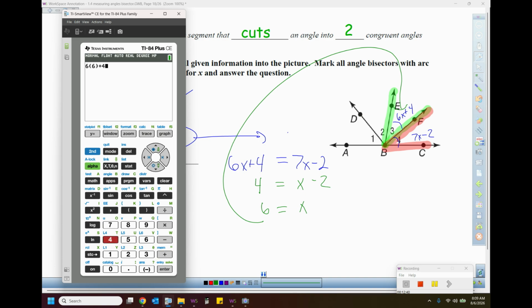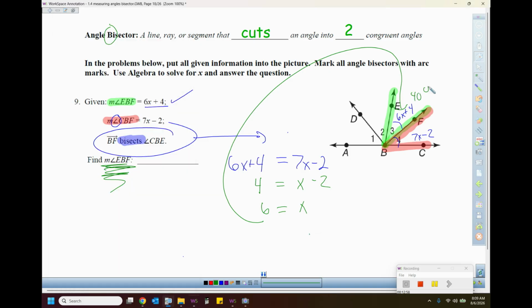It's been a while since you may have done this, but you see how where there was an x, I just substituted 6 in its place, and that turns out to be 40. So this guy right here is 40 degrees. That's the measure of that angle.